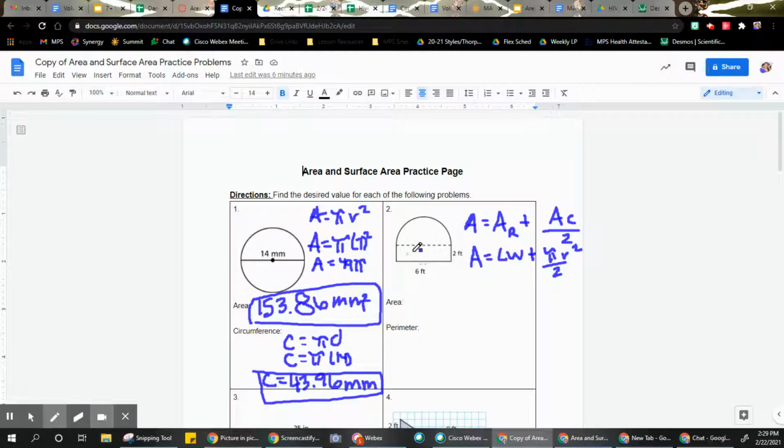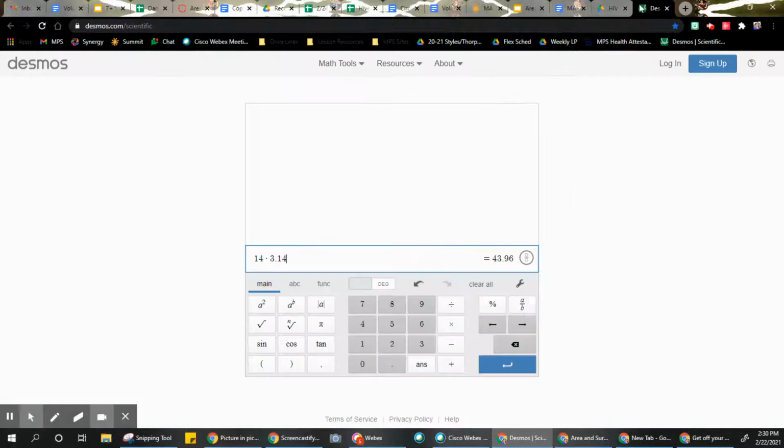Okay, now I have to figure out what my radius is. Since this is 6 down here, I know that this has to be 6 up here as well. So my radius is going to be 1/2 of 6, because 6 is my diameter, which is 3. So now I can plug everything in, and I'm going to have A equals, well, my length and my width are 6 times 2, which I need to know is 12, plus pi times 3 squared over 2. So now I'm going to figure that out to find my overall area by plugging that into the calculator. I'm going to click on my Desmos calculator.